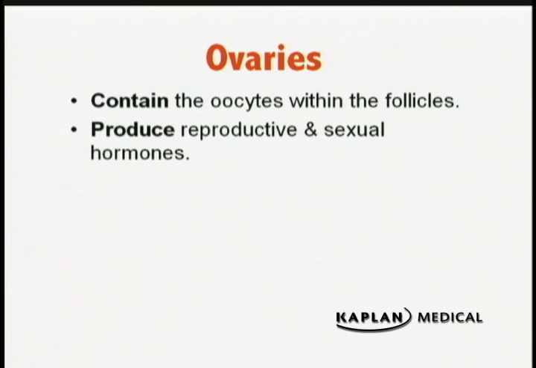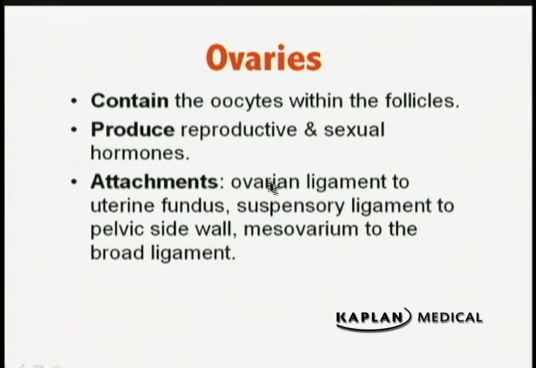The ovaries, they contain the oocytes within the follicles. I'll show you a picture of that. The ovaries produce the reproductive and sexual hormones. We'll talk at some length on this when we look at menstrual disorders. The attachments of the ovaries: the ovarian ligament to the uterine fundus, which is medially; the suspensory ligament to the pelvic sidewall, which is laterally; and the mesovarium to the broad ligament. And the ovaries basically are hanging in midair, suspended from each of these three sites.